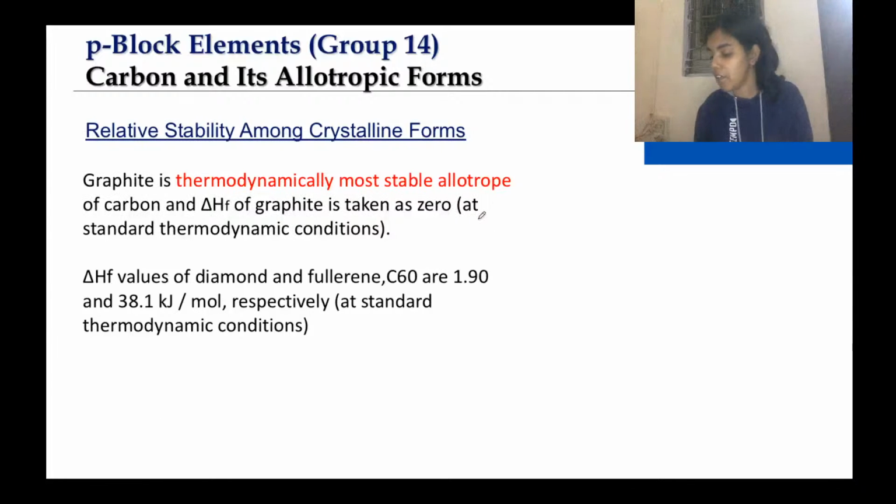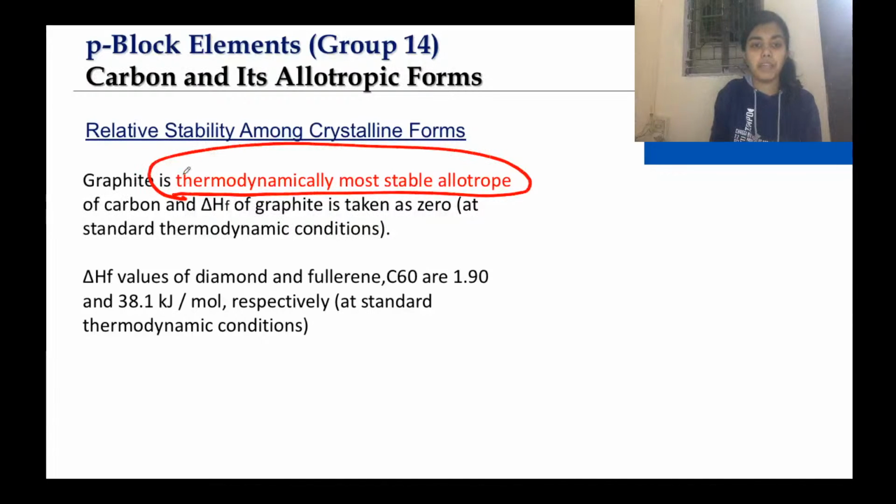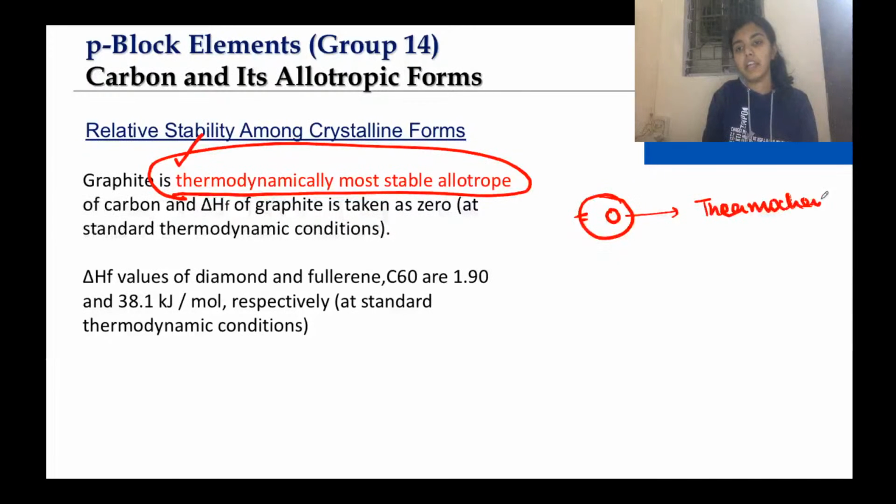Now which allotropic form is stable in case of crystalline allotropes of carbon? Graphite is the most stable allotrope thermodynamically, right? We take the enthalpy of formation of graphite as 0 at standard thermodynamic conditions. This you will learn in your thermodynamics or thermochemistry chapter in detail. The formation values of diamond and fullerenes are taken as 1.90 kilojoule per mole and 38.1 kilojoule per mole at standard conditions. So graphite, you need to remember, is the most stable allotrope amongst the 3.